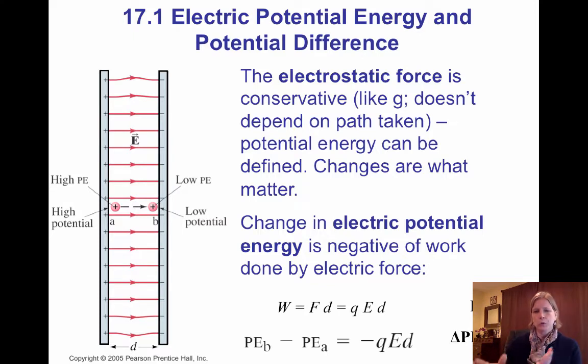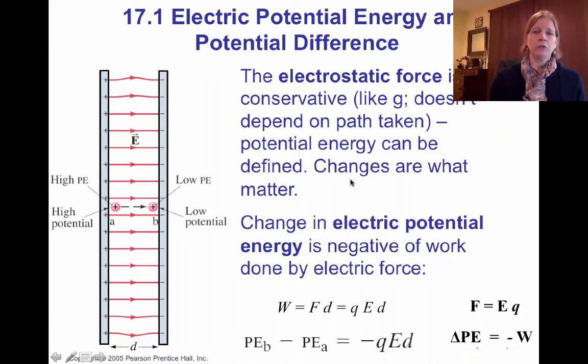Friction, if you recall, was dependent on the path. Our gravitational force didn't depend on path, and similarly for an electrostatic force, it's independent of the path taken. You just care about your starting point and your ending point and how much you've changed in your position, say, along an electric field line. All right. For a conservative force, a potential energy can be defined. Just like gravitational potential energy, we can talk now about electric potential energy.